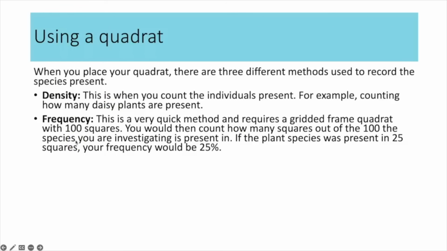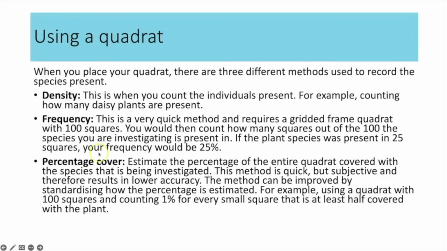Frequency is much quicker, and this method requires a gridded frame quadrat with 100 squares ideally. And what you would do is count how many squares out of the 100 squares the species you're investigating is present in. And if the plant species was present in 25 out of the 100, we'd say you've got a frequency of 25%. So for this one, it doesn't matter how much of an individual square is covered, it's just, is it present in an individual square or not? And that's how it differs to percentage cover.